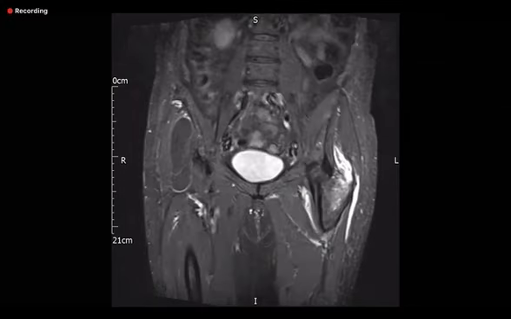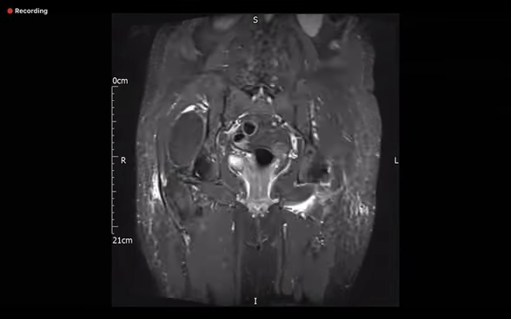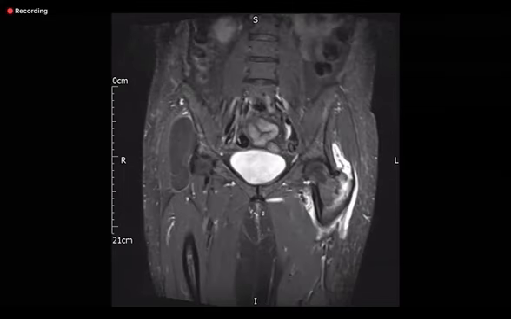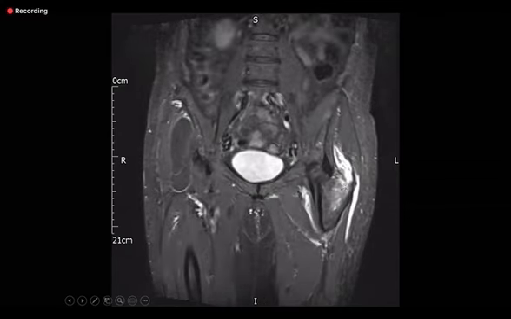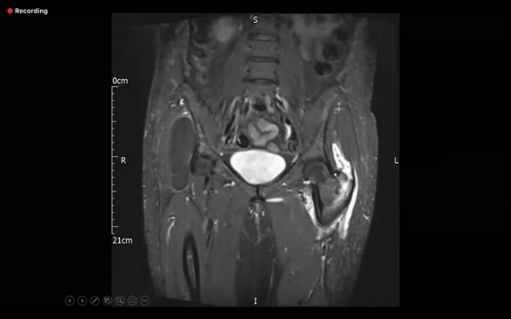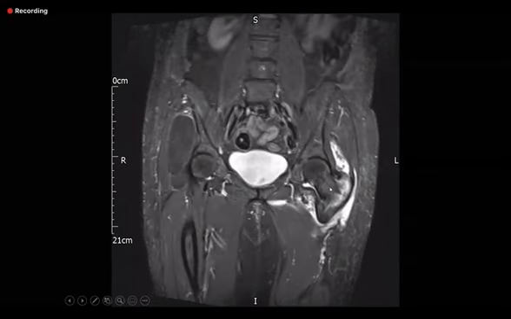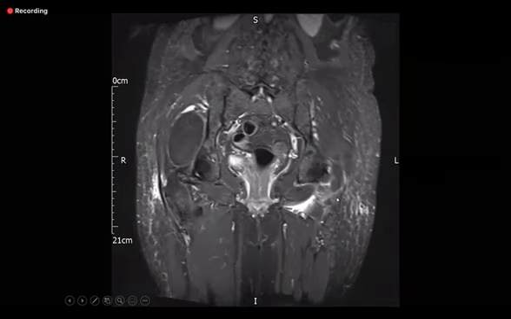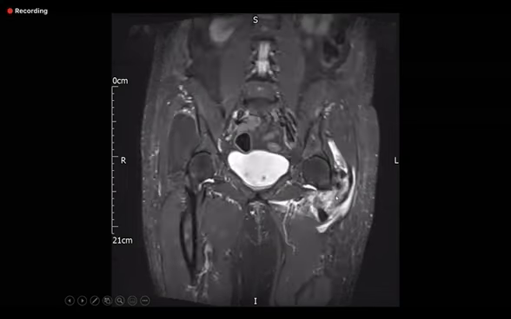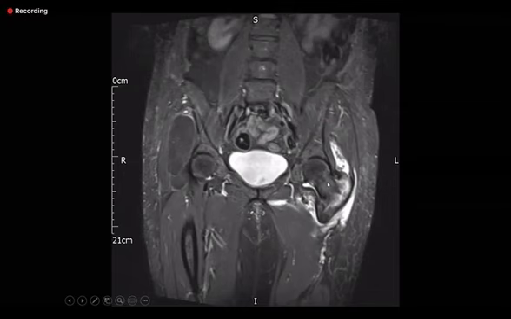So this is a fat suppressed fluid sensitive sequence, a STIR. I'll just start with the left side first. There's increased signal within the greater trochanter, and there's fluid around the joint itself and in the muscular fascial layers. I don't think there's a fracture there, but I'll look at it on a T1 weighted sequence.